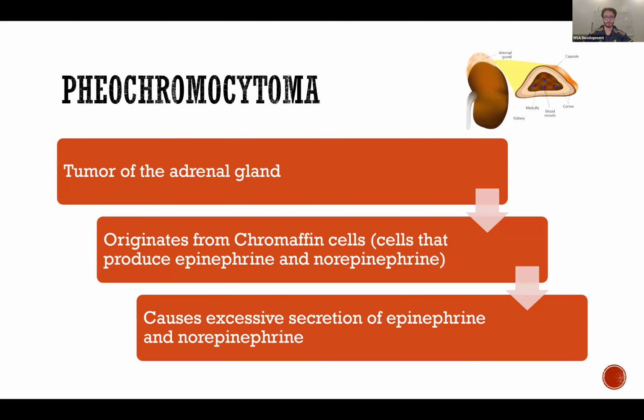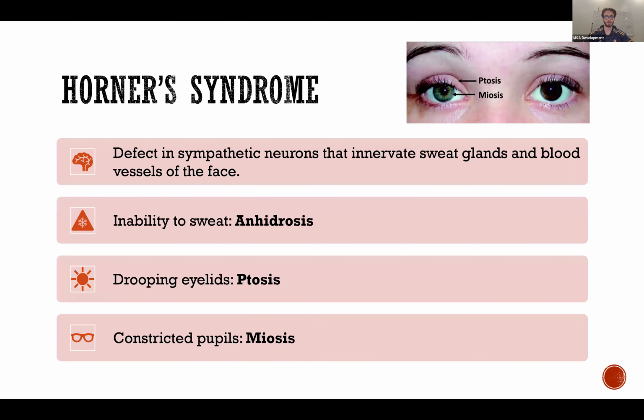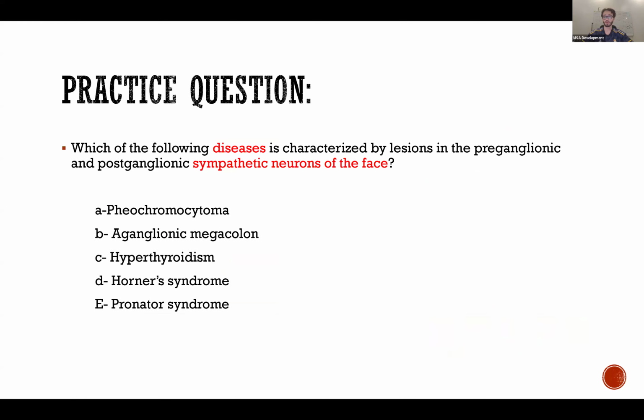These are the three diseases that I want you guys to have a good idea about. You might be asked about them, especially Horner syndrome. But one more practice question. Which of the following diseases is characterized by lesions in the preganglionic and postganglionic sympathetic neurons of the face?